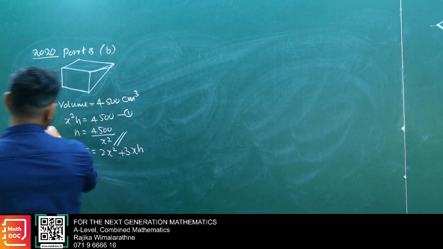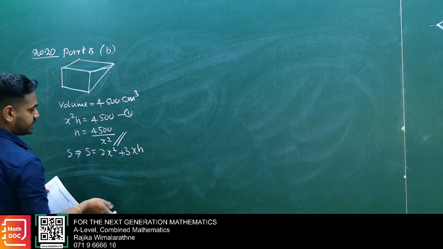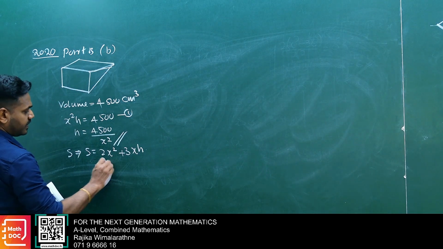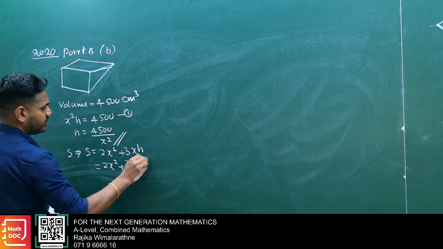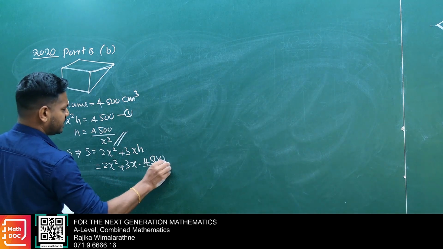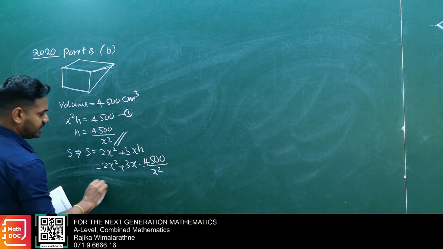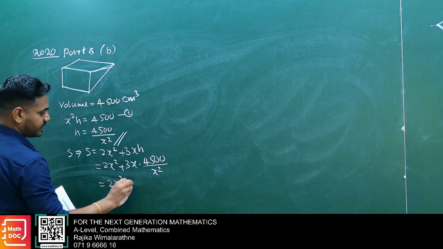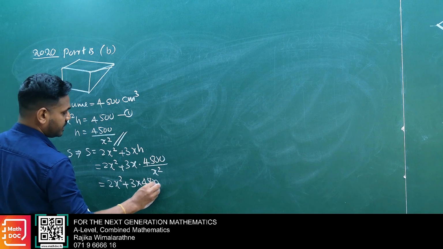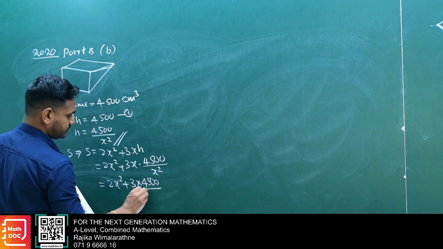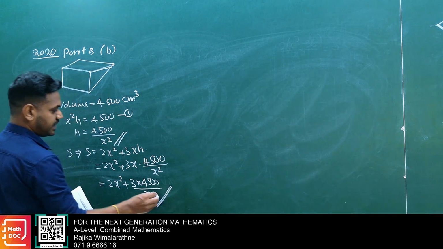Now you have to differentiate this. Before that, you convert this into a single variable. 2x squared plus 3xh, with h meaning 4500 divided by x squared. Then the single variable function is 2x squared plus 3 times 4500 divided by x.